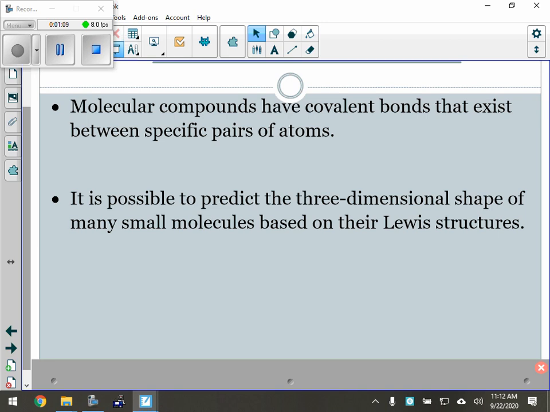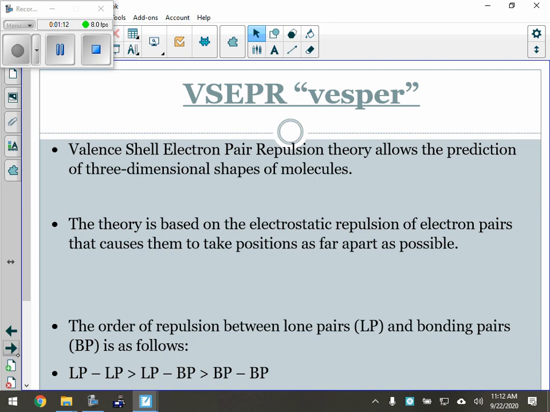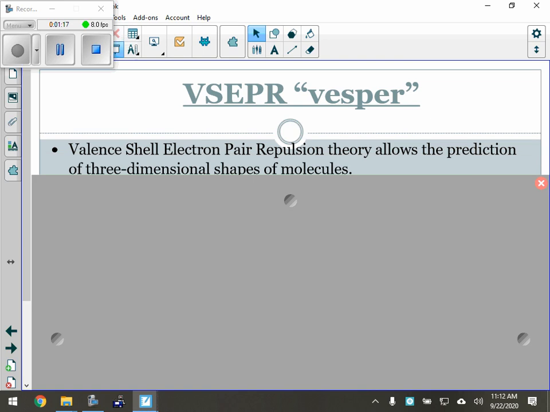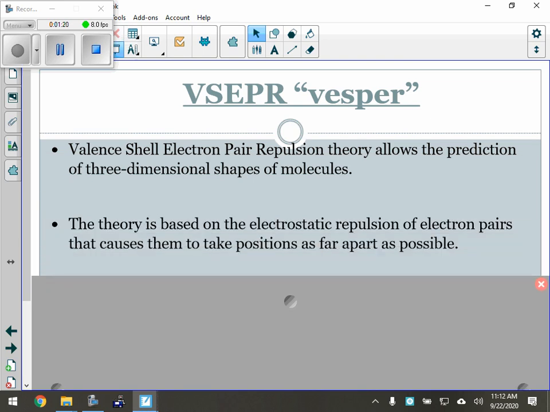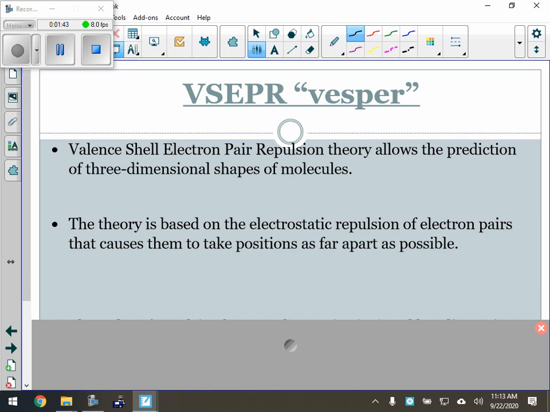So we do have a few notes here before we get to the actual shapes, but not too bad. I think I've talked about this before, something called VSEPR. Does that sound familiar? VSEPR stands for valence shell electron pair repulsion theory. That sounds complicated, but we'll talk about that. It allows the prediction of three-dimensional shapes. And the theory is based on the electrostatic repulsion of electron pairs that causes them to take positions as far apart as possible. And I want to put on here as well, how far can I go down here? Repulsion is maximized.